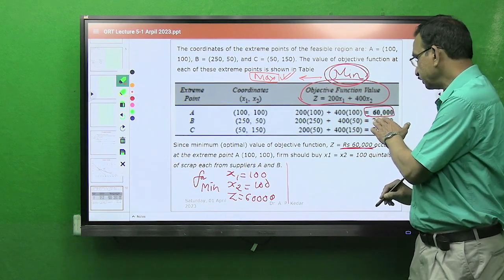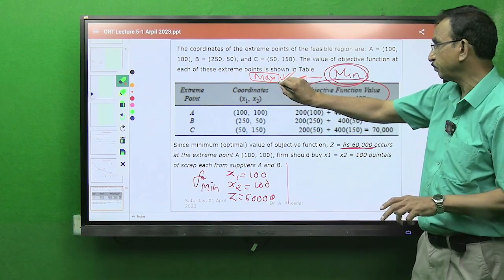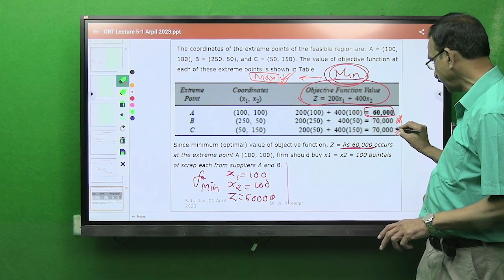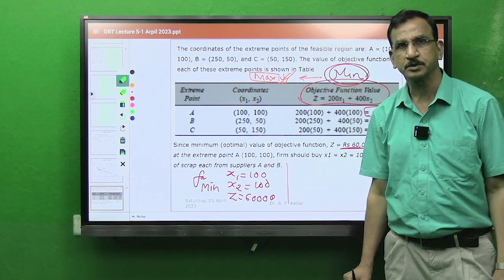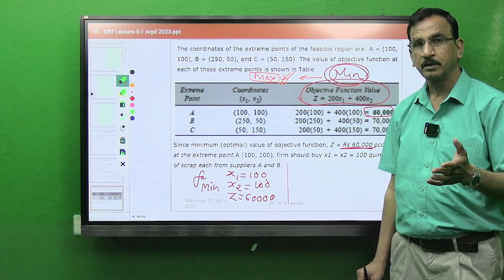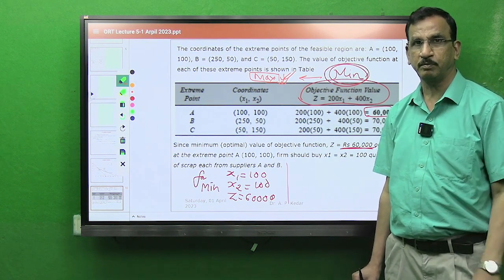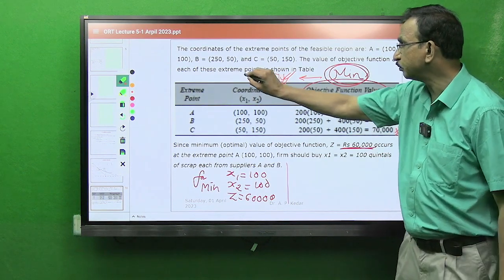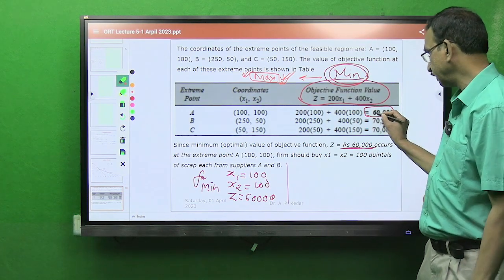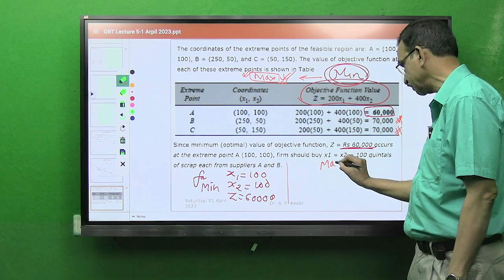Here the values you can find is 60,000, 70,000, 70,000. Now remember here, if it is maximize, you are getting maximum values at 2 places. Yes, that is possible in real life. I have explained in the very beginning, such problems are called multiple solution problems. Means for attaining the same objective function, you are having 2 ways here. Suppose it is maximize.